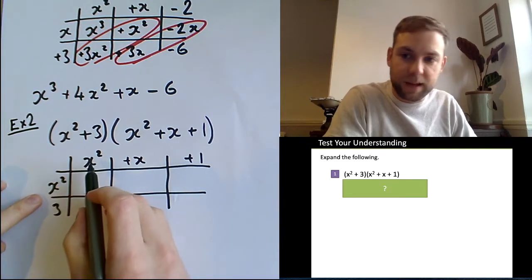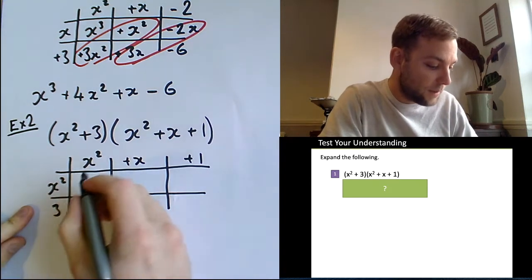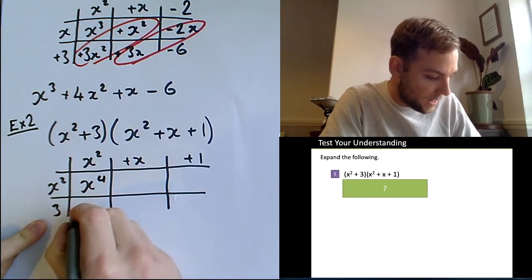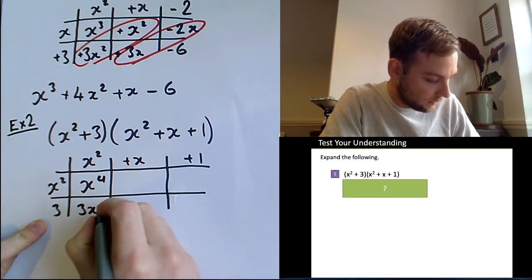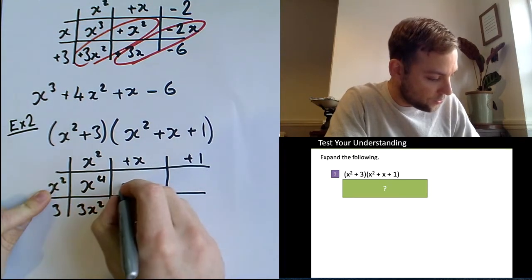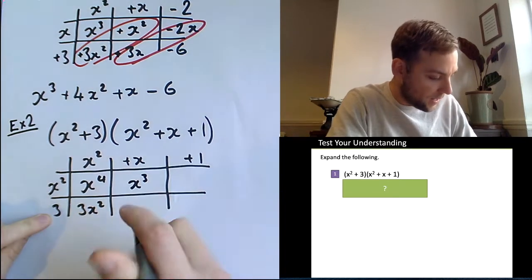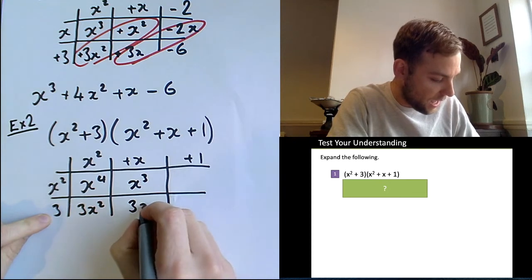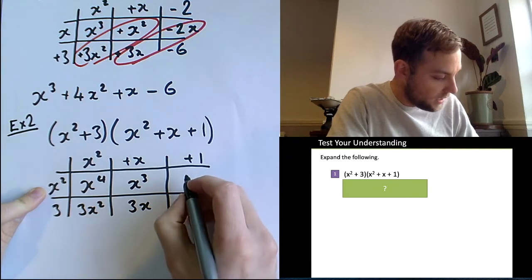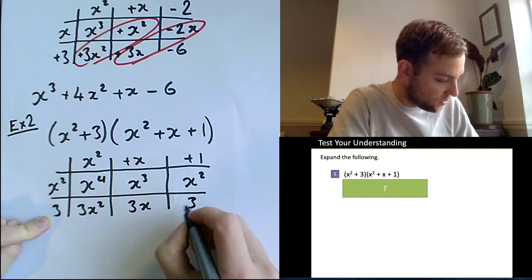Now, x squared times by x squared. That one is a little bit trickier. I think we should be able to do it. X squared times x squared is x to the power of 4. 3 times by x squared is 3x squared. X squared times by x is equal to x cubed. 3 times by x is 3x. X squared times by 1 is equal to x squared, and 3 times by 1 is 3.